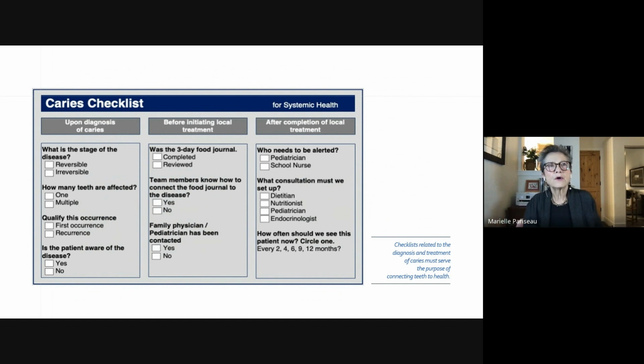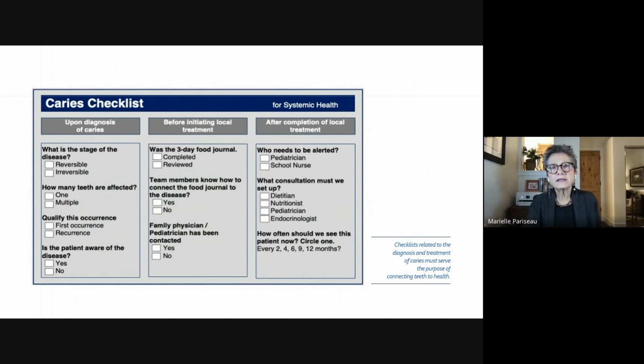The first one leads to a critical pause point. It has to do with a diagnosis of caries in a patient's mouth. And we need to pause and ask ourselves these questions. Is it reversible or irreversible? Is it one tooth or multiple teeth? Is it a first occurrence or is it a recurrence? These questions are really important to ask ourselves and to provide answers for, because it gives us an indication of the amplitude of the disease.